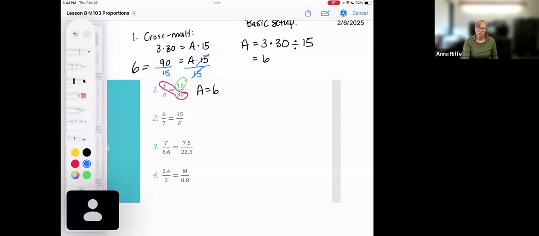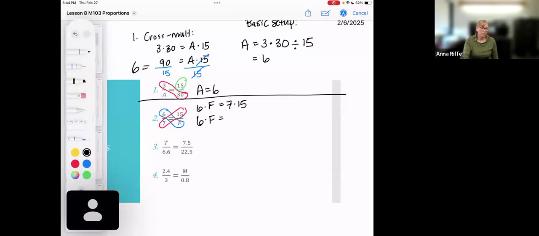Same idea, just the variable is in a different location. I am going to cross multiply. So I'm going to multiply the diagonals together, set up an equation that has that. 6 times F is equal to 7 times 15. 7 times 15. We multiply that together. We get 105. Can do that in the calculator.